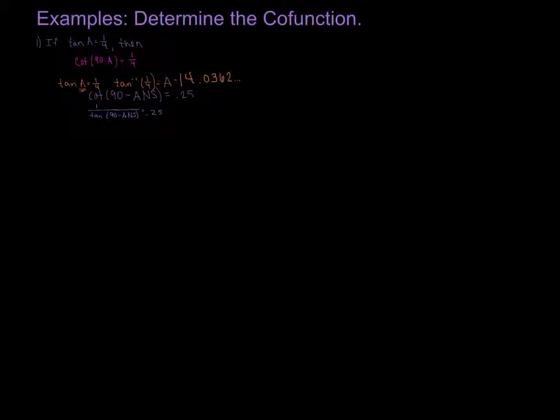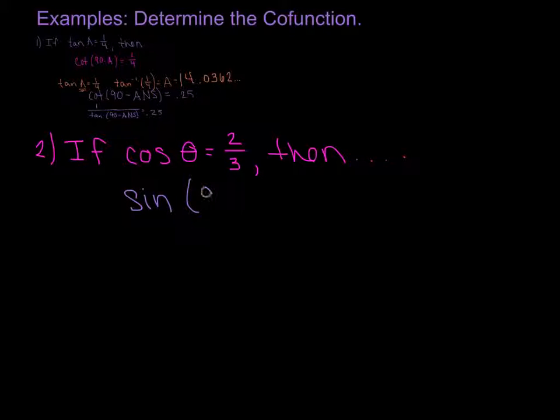We're going to do a couple more. So if I was given the cosine of theta is equal to 2/3, then what would the cofunction state? So I know the cofunction for cosine is sine. It's always going to be 90 minus your angle that you're given. So 90 minus theta is going to equal 2/3. It's always going to equal the same value for cofunctions.